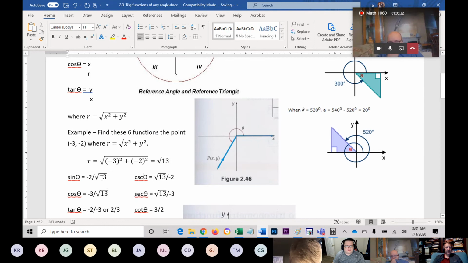Your cosecant is just going to be the reciprocal of your sine, square root of 13 over -2. Your secant is going to be the reciprocal of your cosine, square root of 13 over -3, and your cotangent is just going to be the reciprocal of that, so that's going to be 3/2. So does that make sense for everybody so far?